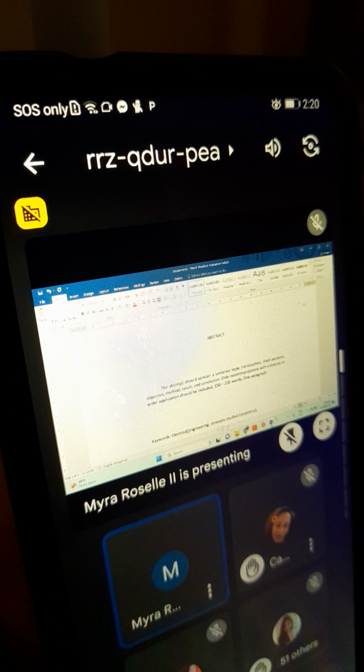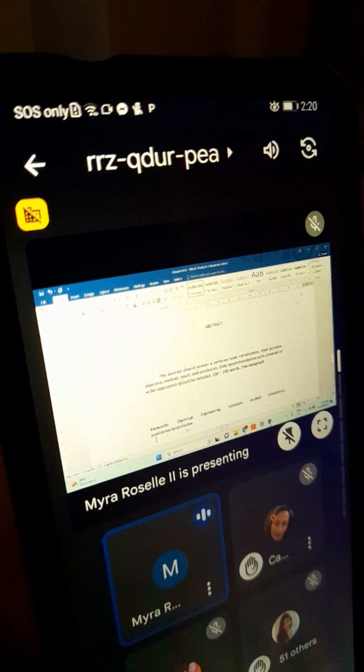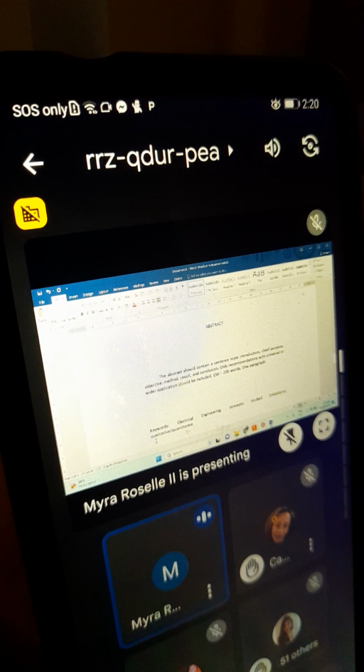Next, what kind of study are you doing? Are you doing qualitative or quantitative research? There's a difference between qualitative and quantitative. When you say qualitative, you have informants. The informants are your respondents, the people you are going to interview.